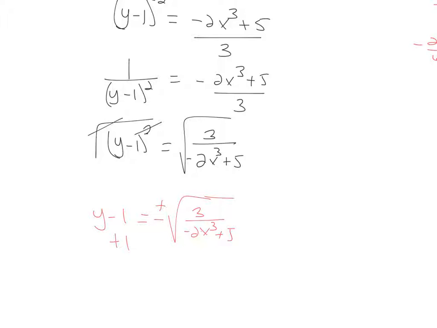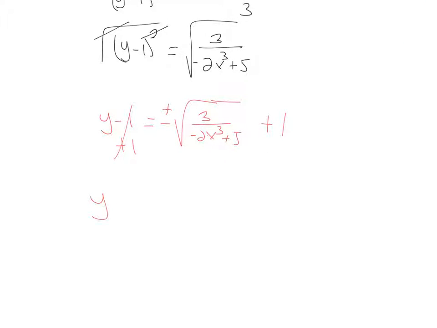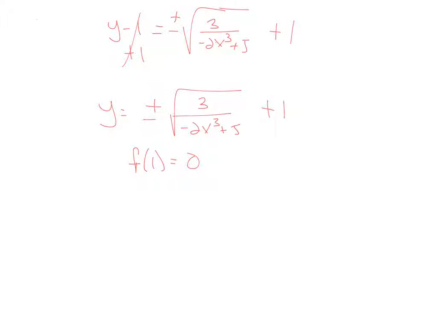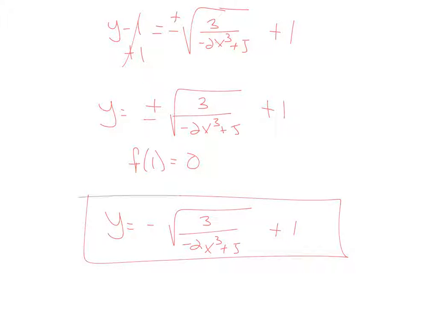And then I'm going to add 1 so that I can get my equation. Now the only issue here is that you have plus minus and only one of those answers could be true. So what you're going to do is plug in that point f of 1 equals 0 to see which one works, the positive or the negative radical. And the one that works is actually the negative radical. So this is my answer for part C.